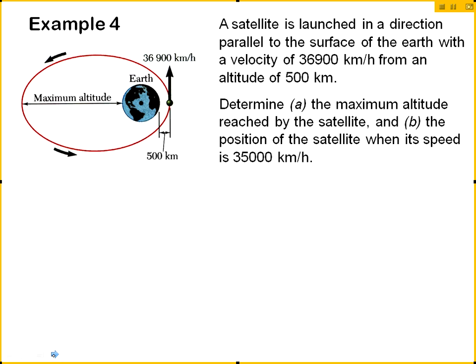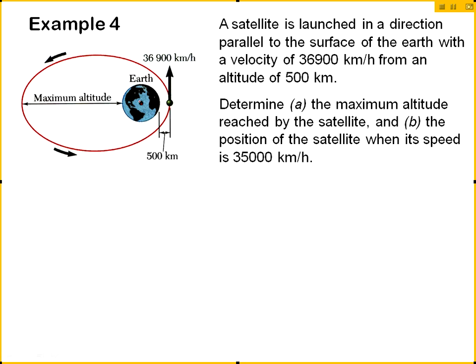Very similar to the one that we did before. Okay, a satellite is launched in the direction parallel to the surface of the Earth with a velocity of 36,900 kilometers per hour from an altitude of 500 kilometers. Okay, so it looks like this point of launch of the satellite is the perigee of the satellite. That's the position where it's closest to the center of the Earth. Okay, and then we're asked to find, letter A, the maximum altitude reached by the satellite.